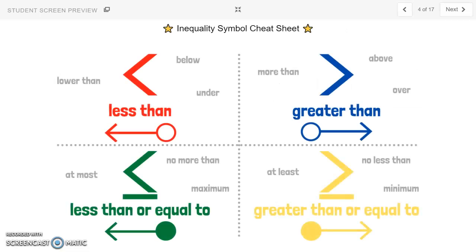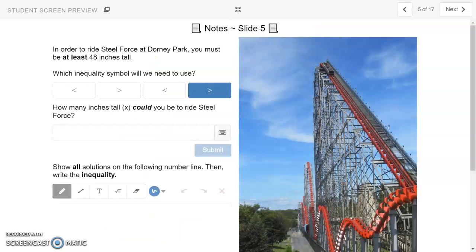Here on slide 4 is a little cheat sheet. You can always come back to this during your notes and practice. This is going to show you the 4 inequality symbols that you're going to need to use, and a couple of different words that might indicate which one you need. And then we're going to talk about at the bottom in a minute what these diagrams mean with the dots and then the arrows. So notice that 2 of them are not shaded in dots and 2 of them are shaded in.